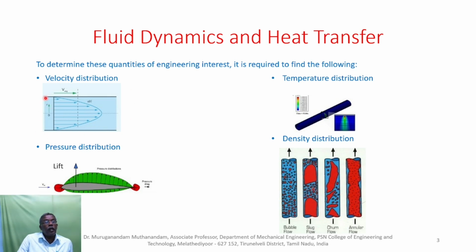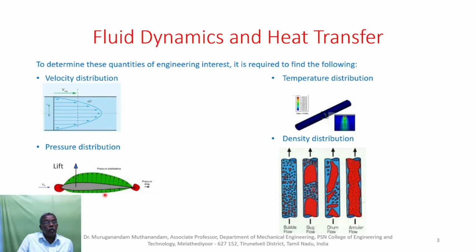For example, a pipe flow is shown here where the velocity distribution is also shown. The velocity is 0 at the pipe surface due to the no-slip condition, and the velocity is maximum at the center line of the pipe. The velocity varies from 0 at the pipe surface to the maximum at the center line. This kind of variation of velocity within the fluid flow is called velocity distribution.